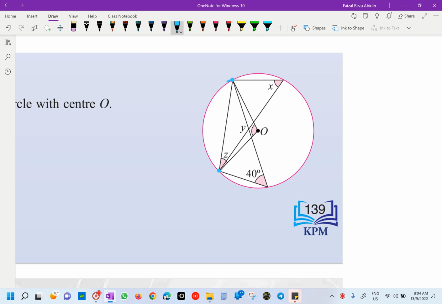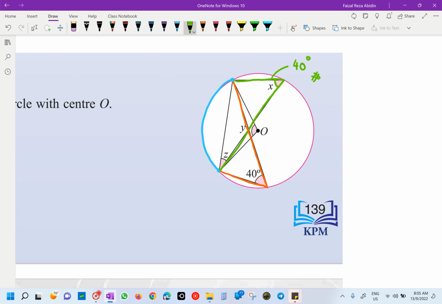If you look over here, this is going to be our arc. So this is going to be our x. You are going to have the same one with our 40 here, same arc. So straight away, your x here is going to be 40 degree, from the same arc.